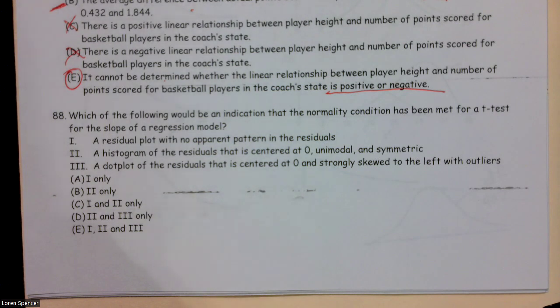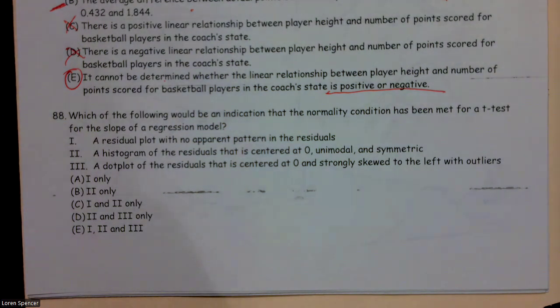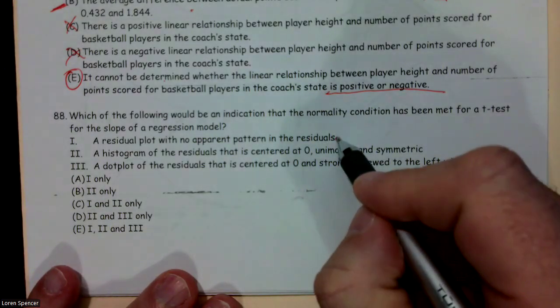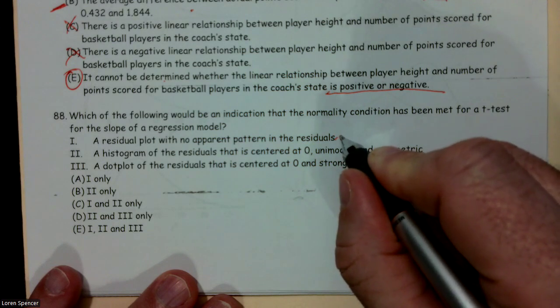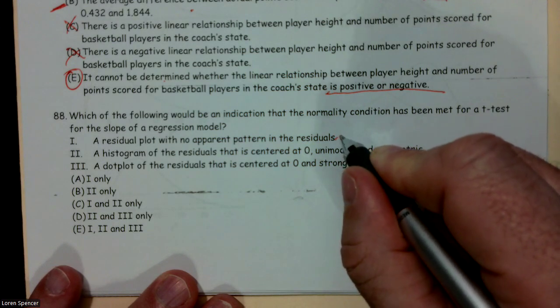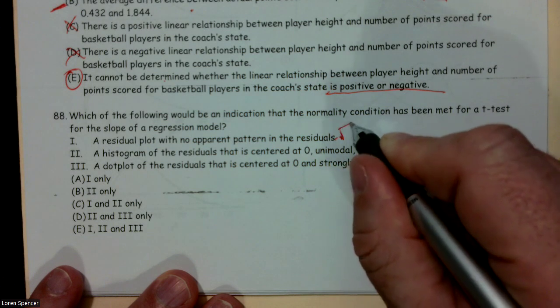88. Which of the following would be an indication that the normality condition has been met for a t-test for the slope of a regression line? A residual plot with no apparent pattern in the residuals. Okay, that's certainly important, but that's not what we're looking for. That just tells us whether a linear relationship is appropriate, not whether or not it's normal. So that one I don't really like.